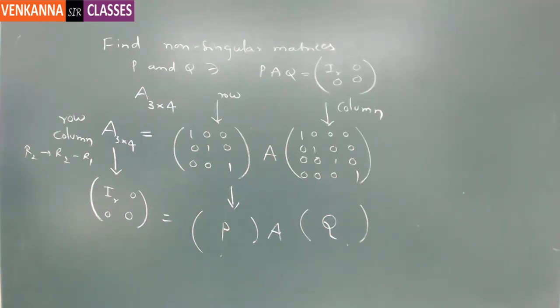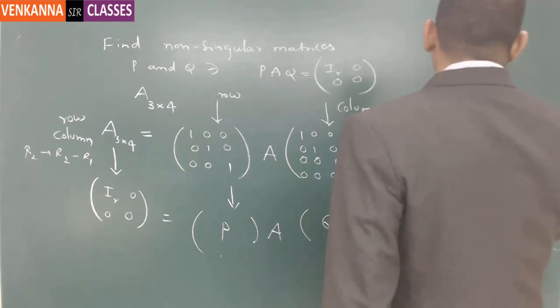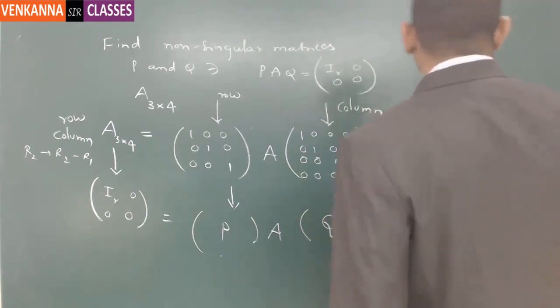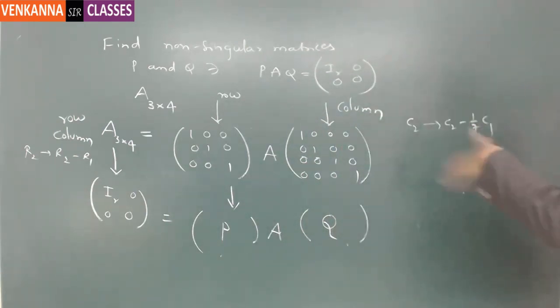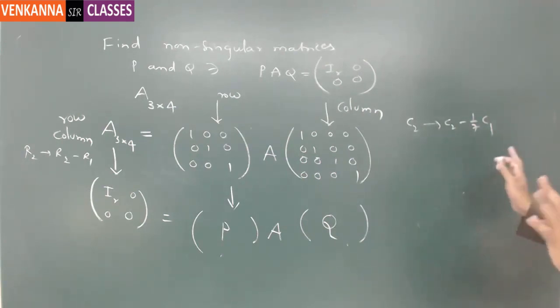While applying row and column operations, we take fractions also, because you can apply an operation like C2 tends to C2 minus 1/7 C3, or 1/7 C1, like that. That is also up to you. You can apply fractions, or any type of row and column operations.